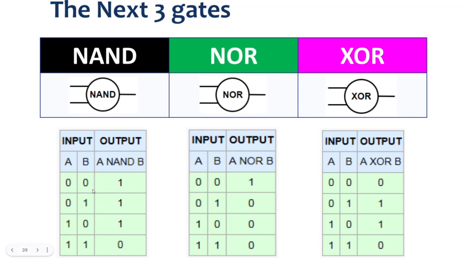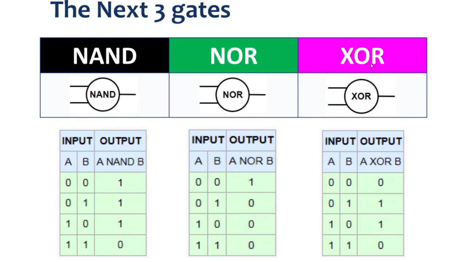For NAND, if one input is 1, it will create a 1. If both inputs are 1, it will be a 0. If both inputs are 0, it will be a 1. For NOR, we can see if one input is 1, it's a 0. If both inputs are a 1, it's a 0. If both inputs are a 0, it is 1.